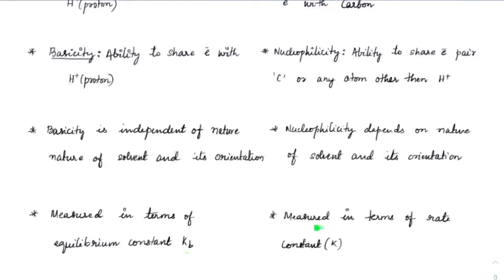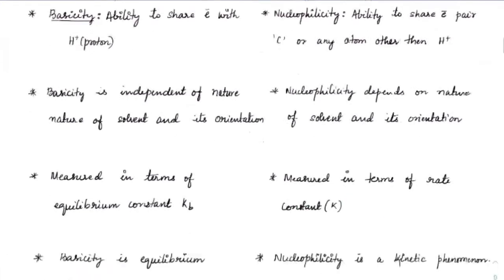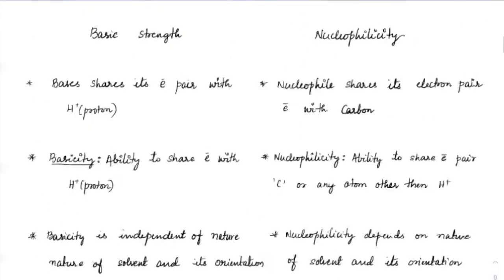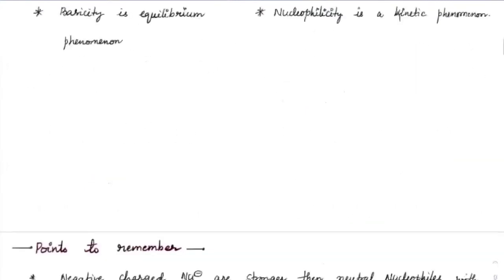Next, nucleophilicity is measured in terms of rate constant. Okay, so it is a kinetically favored or kinetic term, while basicity is more of a thermodynamic term. And basicity is an equilibrium phenomenon, while this is a kinetic phenomenon. So these are the differences which we learned yesterday. This was the first thing which we learned.